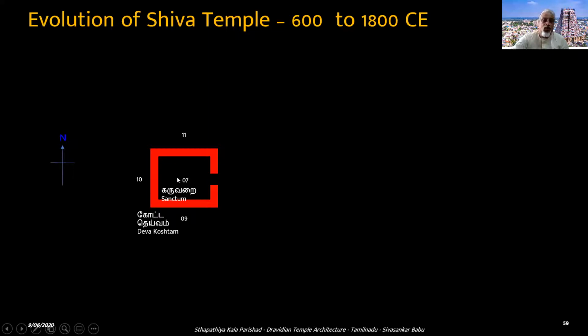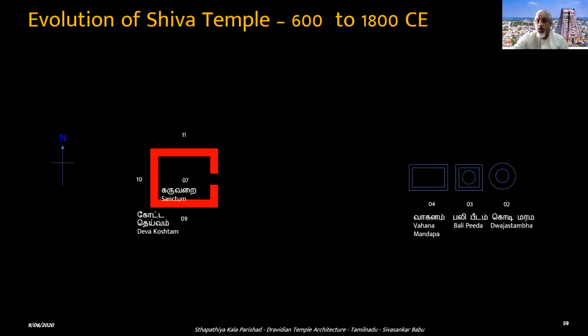So then around this, Devakostas came, on 3 sides. Later on, the Devakostas got expanded to all the mandapas. Later on, the standard structure of the Dvajastamba, Balipida, and the Vahana Mandapa came in. This is the basic temple. Any rudimentary temples, you will find these parts.